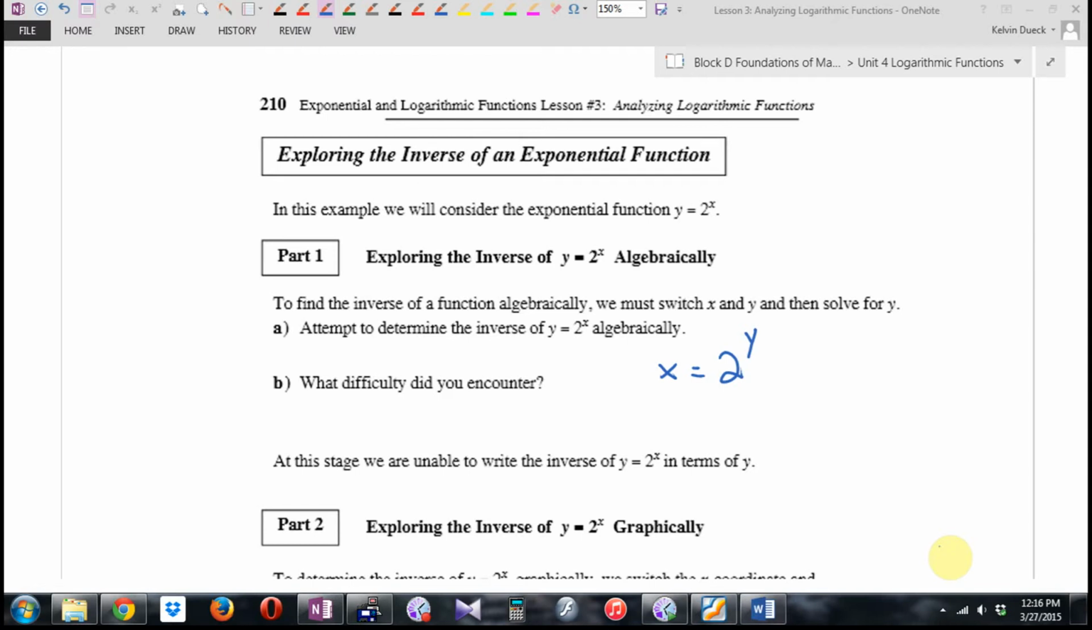Now, if it's a number, Rachel, that's not a problem. If it's this, hey, how'd I get rid of a squared? Square root. How'd I get rid of a cubed? Cube root. If it's a number, no problem. But if there's a variable up there and the number is in the base, problem.